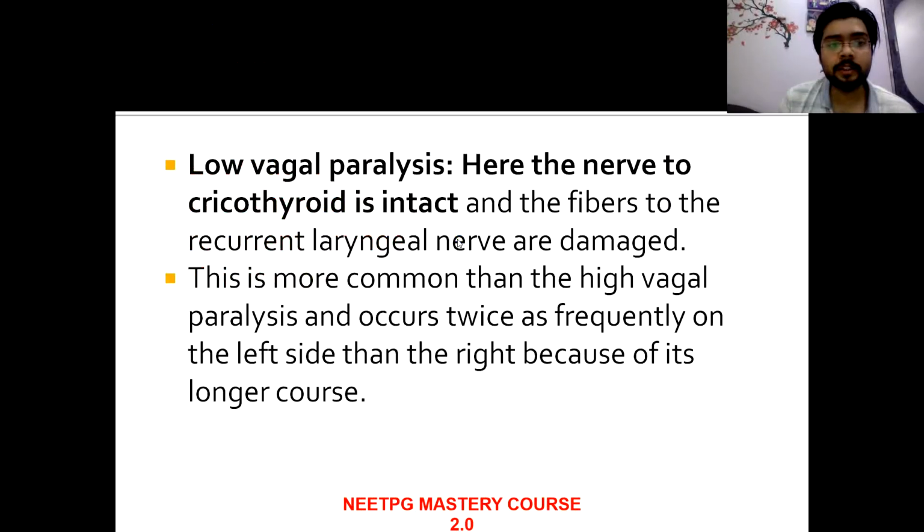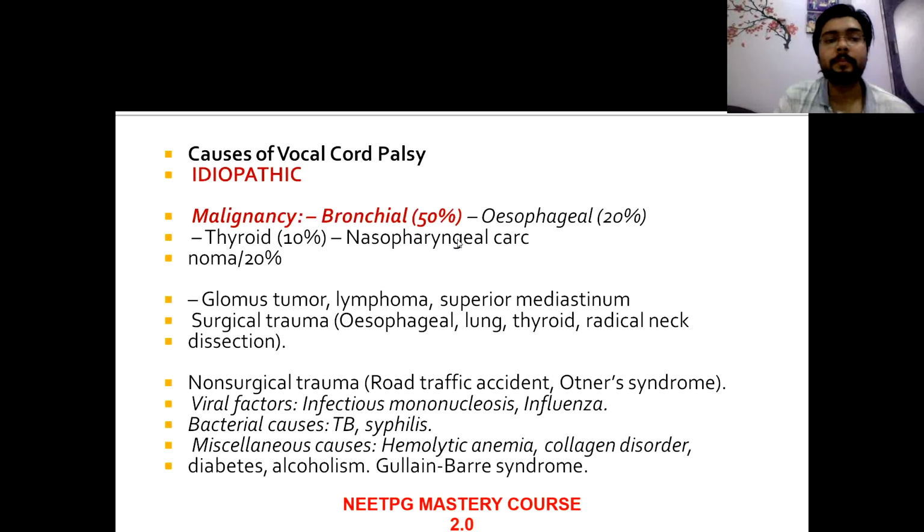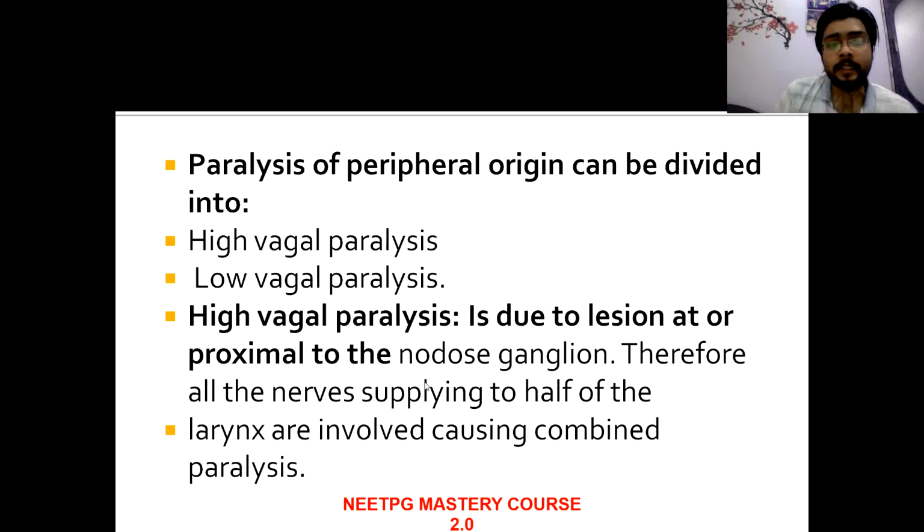Other causes can be malignancy. Most common among the malignancies is bronchial carcinoma. Other causes are viral factors, bacterial infections, glomus tumor, and all these. So paralysis can be central and peripheral. Among peripheral, it can be high vagal palsy or low vagal palsy.